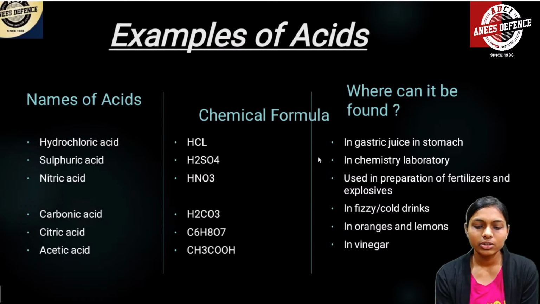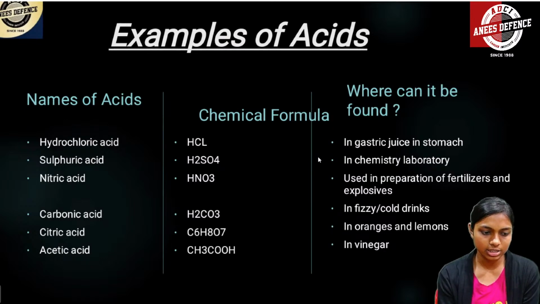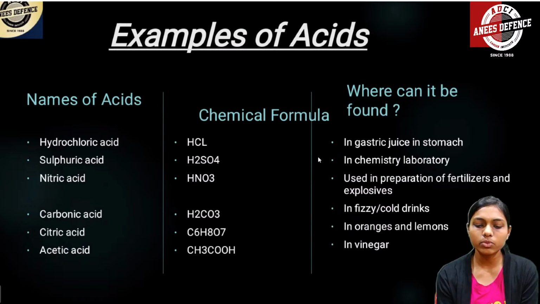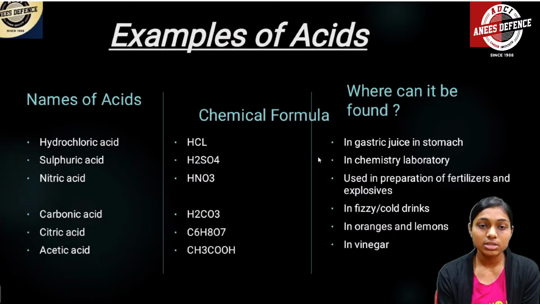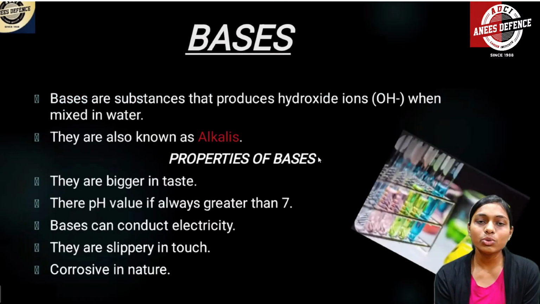HNO3 is nitric acid, used for the preparation of fertilizers, explosives, and pesticides. The next one is H2CO3, meaning carbonic acid. Carbonic acid is usually seen in fizzy drinks and soft drinks. Then comes citric acid. Citric acid we are all familiar with. It is always found in oranges and lemons. Then comes acetic acid. It is usually found in vinegar and is also used in our foods as a preservative. Let's come to bases.